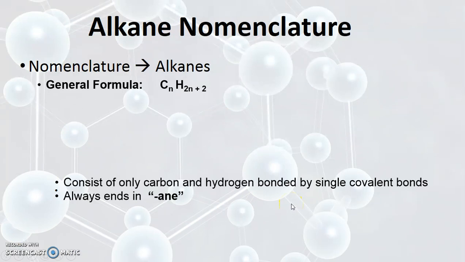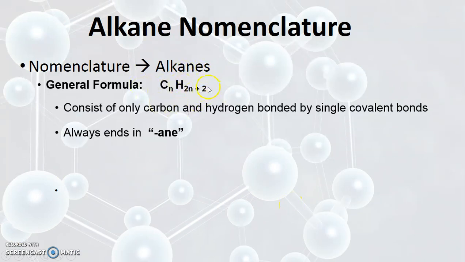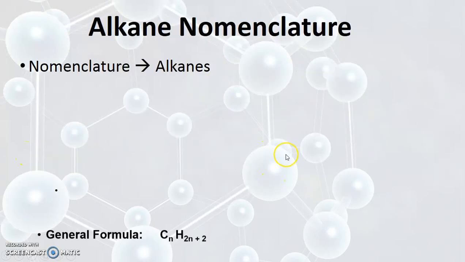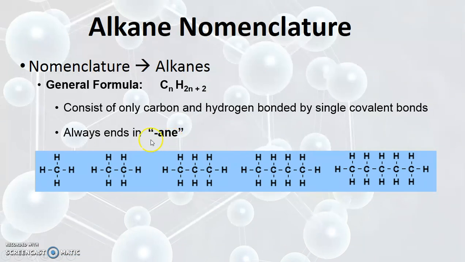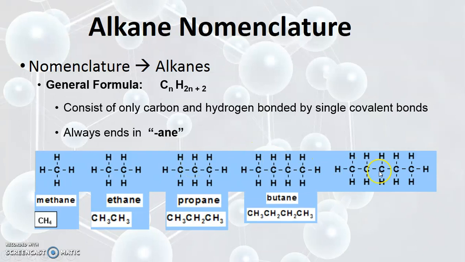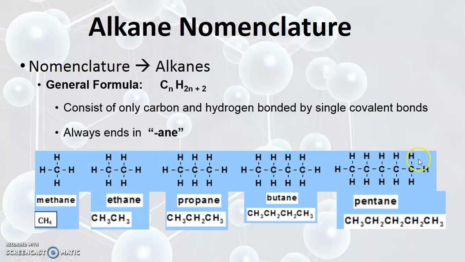Some general nomenclature for alkanes: that's the general formula. Whatever the prefix is from this page, depending on however many carbons, that's the prefix we take. Then we use an -ane ending because that indicates there are only single bonds in the structure. So this would be methane, then ethane, propane, 4 carbons is butane, 5 carbons is pentane.